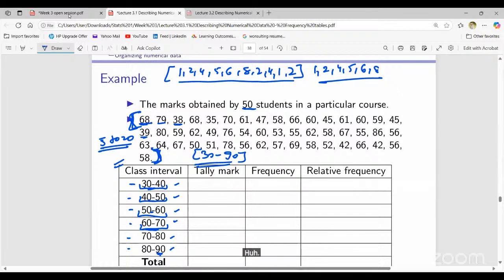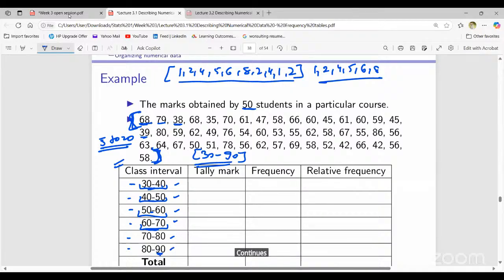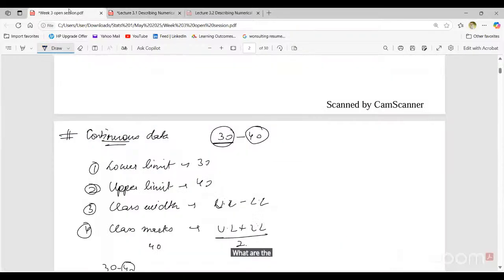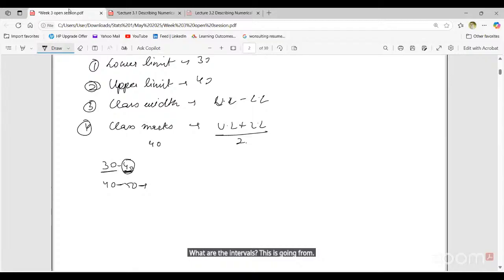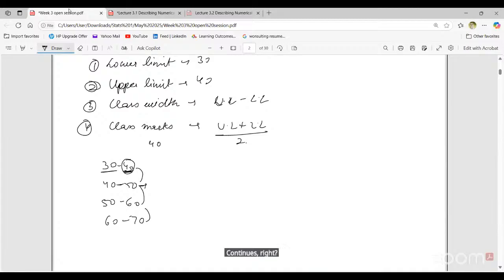When we are grouping into intervals, you have to remember that it is continuous. Why are we saying continuous? Because if you see the intervals here, what are the intervals? This is going from 30 to 40, 40 to 50, 50 to 60, 60 to 70. So the intervals are continuous, right? From 30 to 40, then 40 to 50, then 50 to 60, then 60 to 70. That's why it is said that it is a continuous data. Got it?